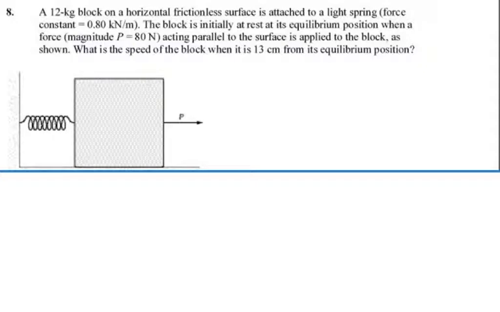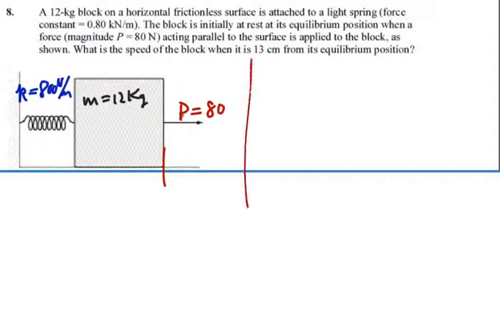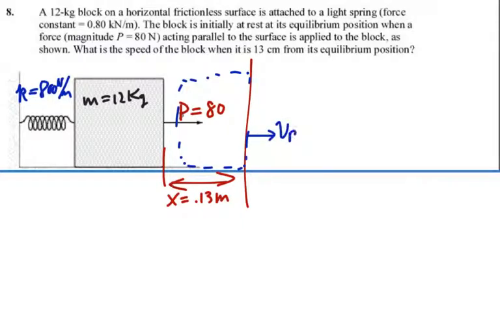Okay. Well, we have a spring, force constant 800 newtons per meter. We have a mass of 12 kilograms. And we have a P force over here of 80 newtons. It's going to act on it over a distance of 13 centimeters, 0.13 meters. So at some later time the block's going to be over here, moving with some final velocity v sub b, because we're going to call our final position B and our initial position A.